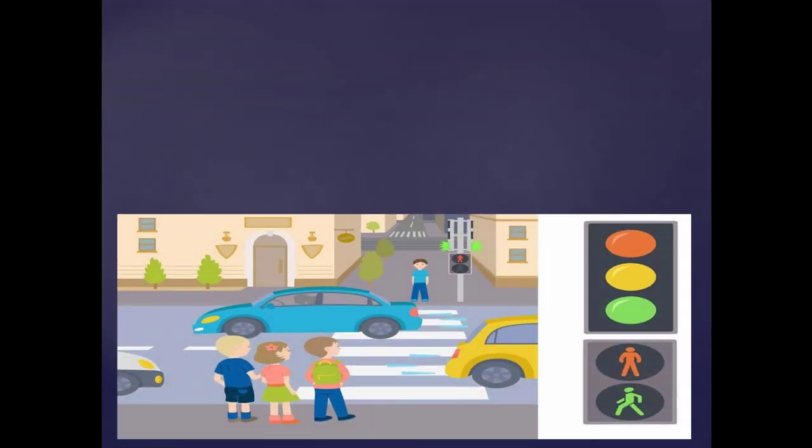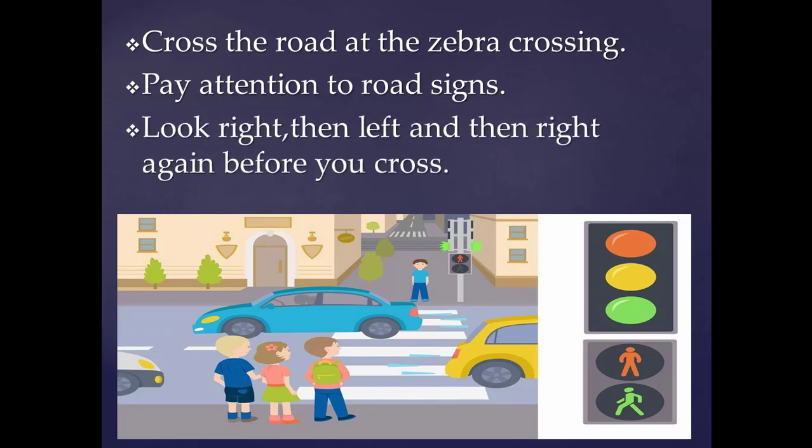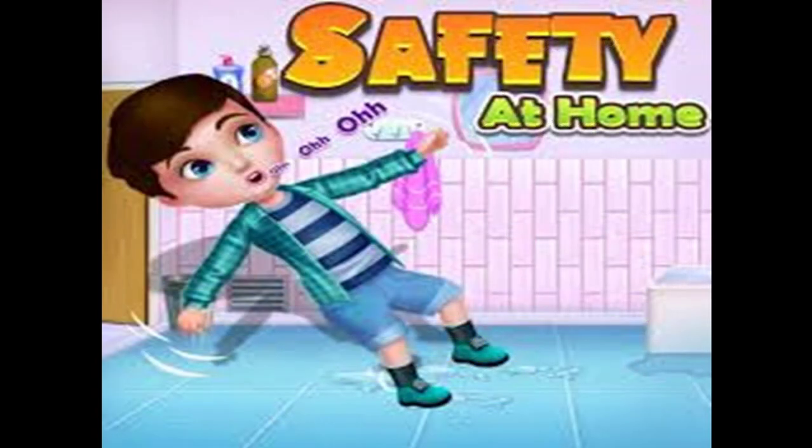The next rule is: cross the road at the zebra crossing. Always pay attention to road signs, and look right, then left, and then right again before you cross the road. So dear students, these are the road safety rules. Let's discuss some home safety rules.